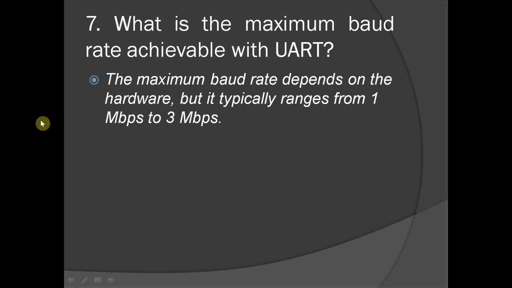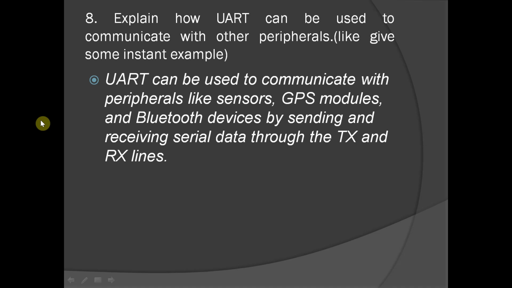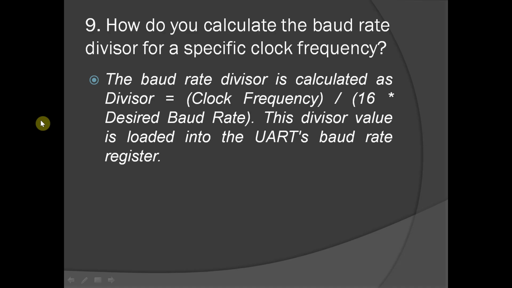So if you want to send data from the CPU to some slave, we can use the UART protocol. Okay, what can be that slave? That can be a microcontroller. Yes. You can use any microcontroller or FPGA or anything, and you can communicate with it with the help of UART. So UART can be used to communicate with peripherals like sensors, GPS modules, and Bluetooth devices by sending and receiving serial data through the TX and RX lines. Right. Next.